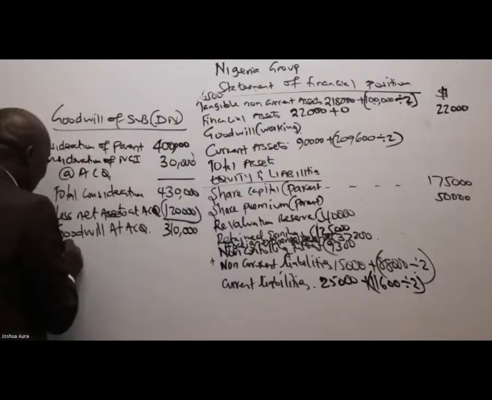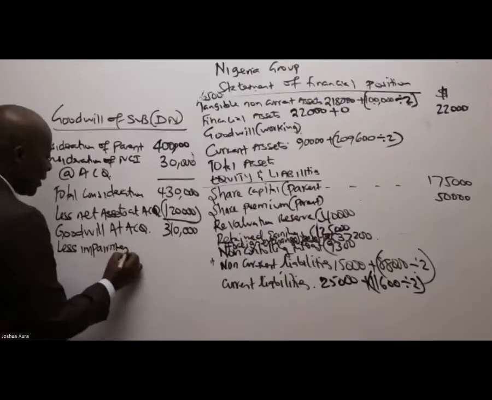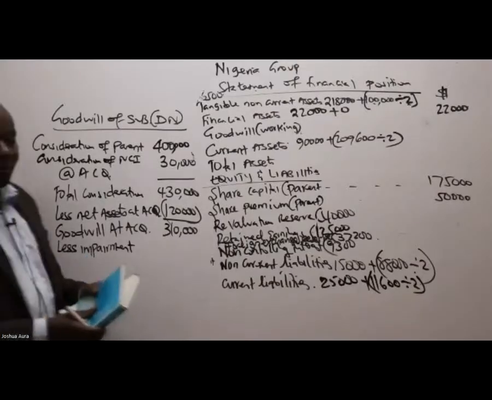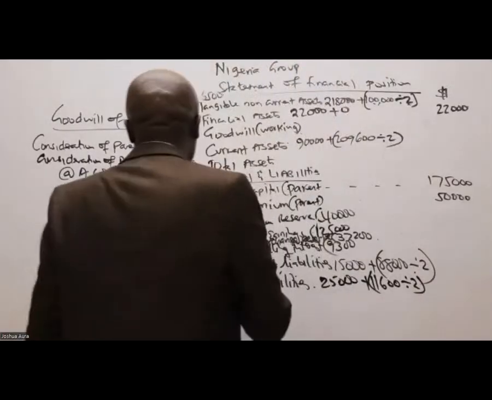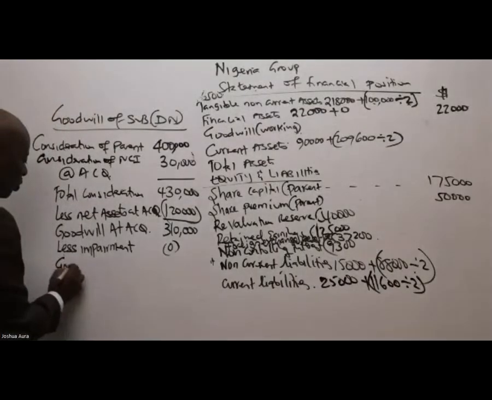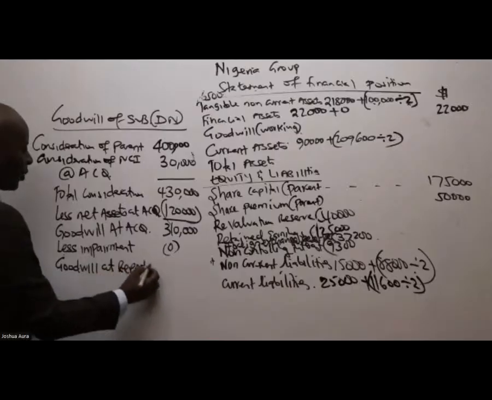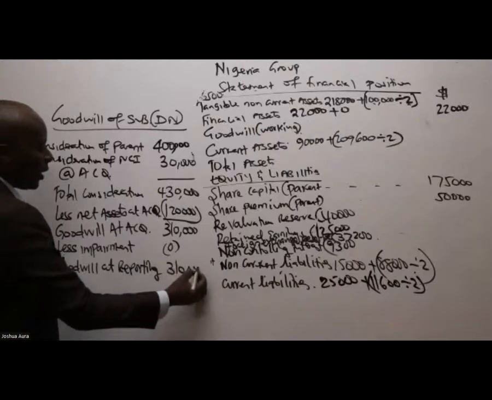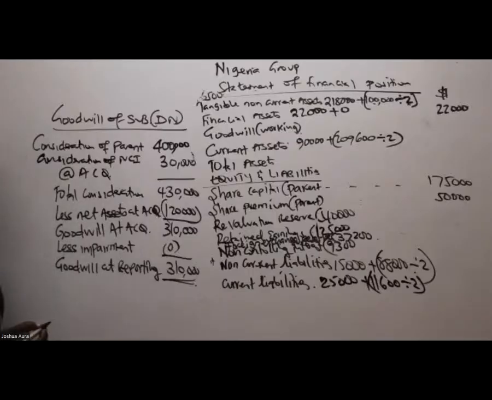So less any impairment. Are you able to see any impairment? Have they given us any policy regarding impairment? No impairment, isn't it? So impairment is 0. And then when you subtract there, we get what we call goodwill at reporting. So goodwill at reporting will be 310,000.